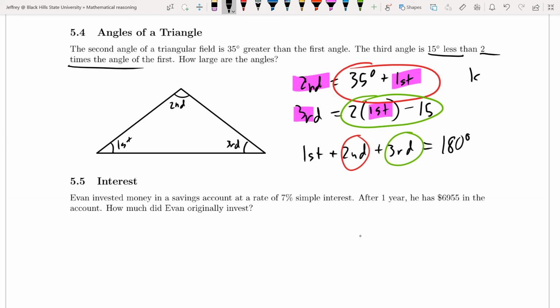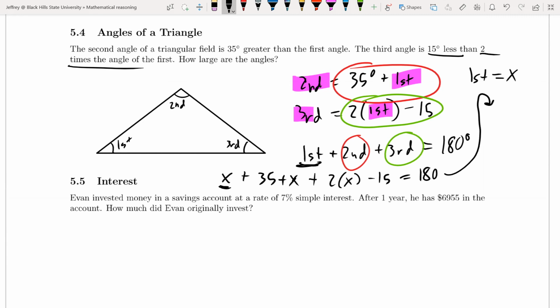And I'm going to label the first angle as x, to make this look more familiar rather than using first, second, and third. So I'm going to replace first with x. So we have the first, which is my x, plus my second, which is 35 plus first, again replacing with x. Now I have my third, which is 2 times x minus 15. And this is all equal to 180 degrees.